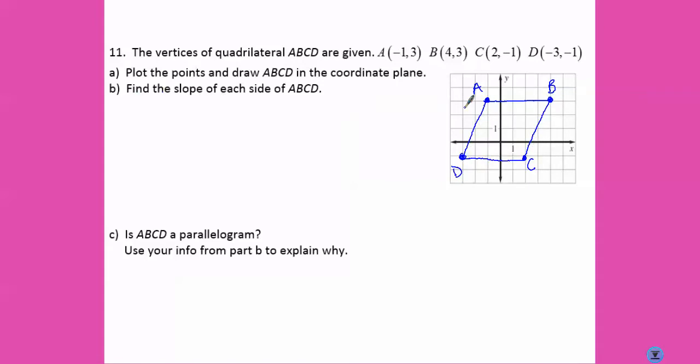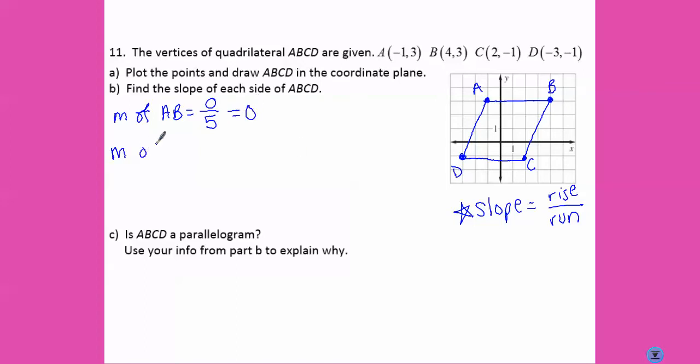Find the slope of each side. So remember that slope is equal to rise over run, which is going to be the easiest thing to use when doing this graphically. So the slope of AB, to get from A to B, we don't have to go up any, so that would be 0 over run. We go 1, 2, 3, 4, 5. 0 divided by 5 is just 0.